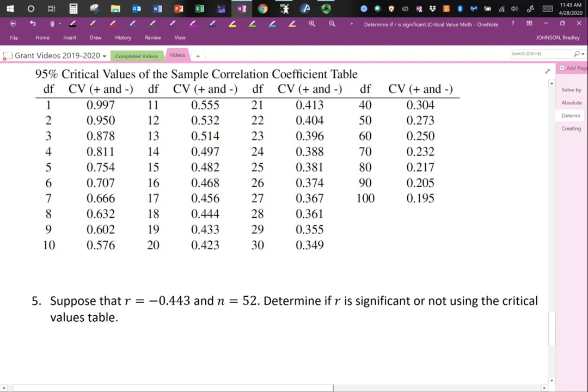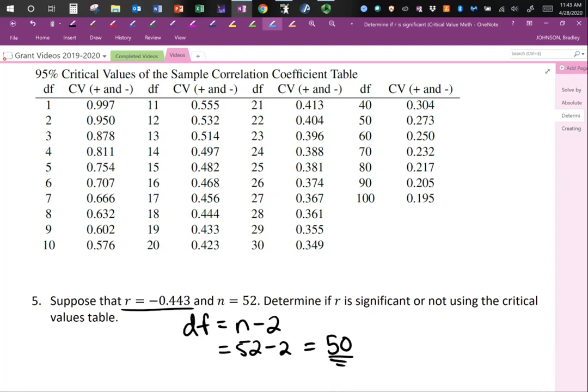Continuing on, let's do one more good example. So suppose that r equals negative 0.443 and n equals 52. Determine if r is significant. So the degrees of freedom is n minus 2. So 52 minus 2 gives you 50. So the degrees of freedom is 50. Let's find where that is on the table. So I'm going to be looking for the degrees of freedom 50. So here we go.